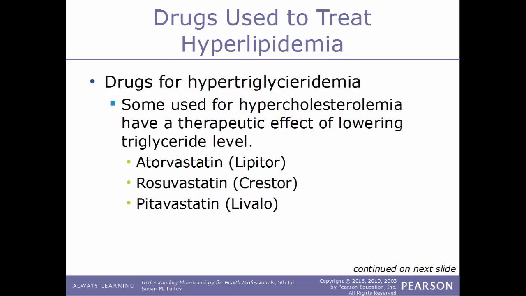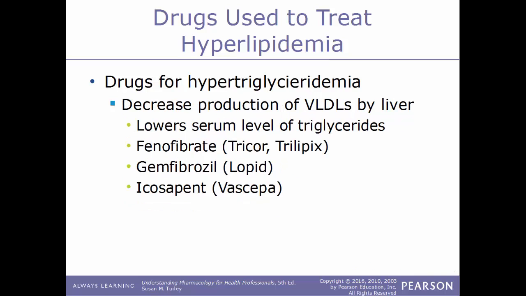Now, some drugs that are used to treat hypercholesterolemia also have a therapeutic effect on lowering triglyceride level. And some examples of this would include atorvastatin, Lipitor, rosuvastatin or Crestor, and pitavastatin or Livalo. And there are some drugs that are used to treat hypertriglyceridemia, and these act by decreasing the production of very low density lipoproteins by the liver.